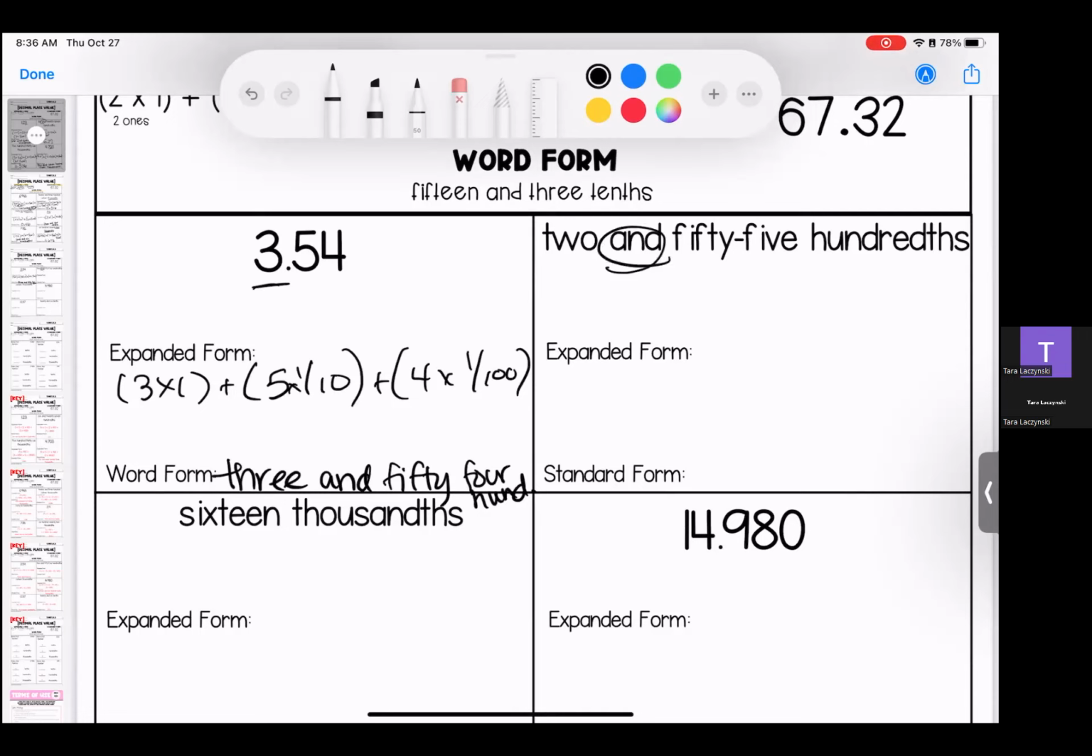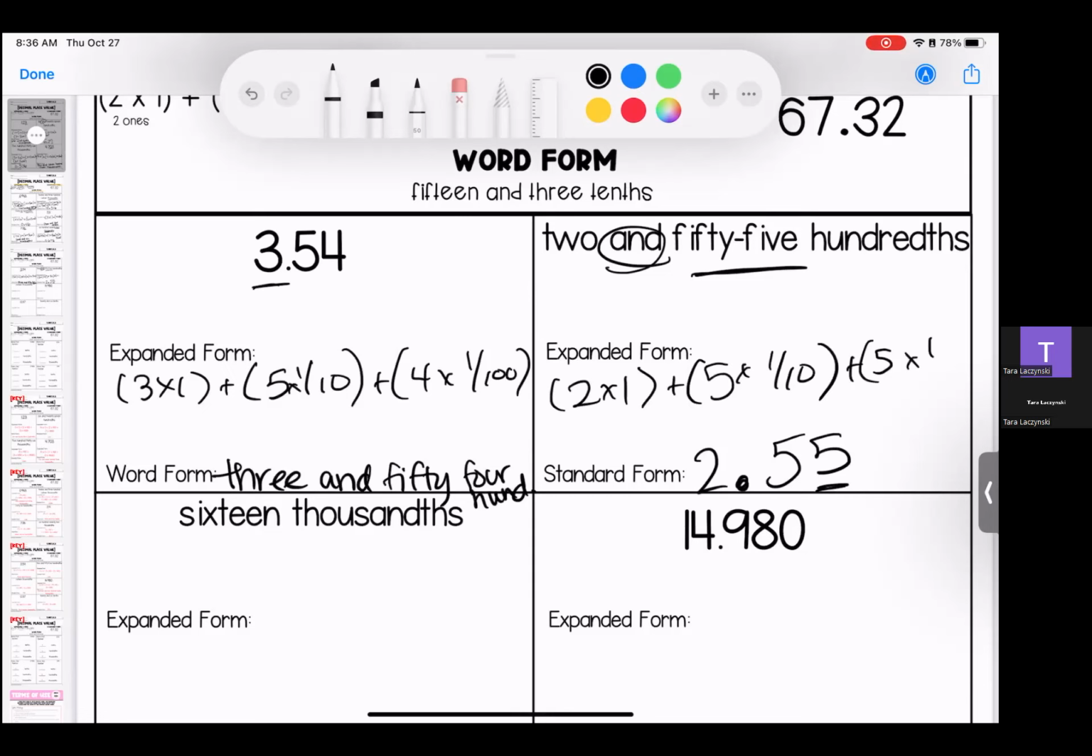2 and 55/100ths. That 5 is in the hundredths place. We're good to go. 2 times 1. I have a 5 in the tenths. And I have a 5 in the hundredths.